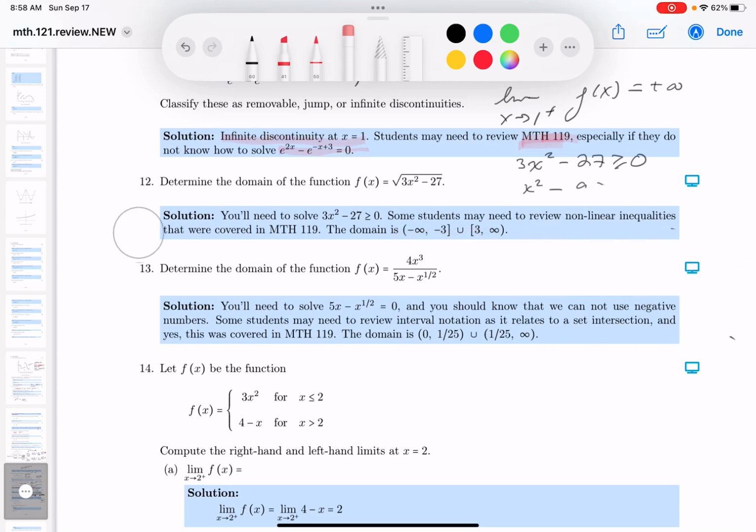All right, we just finished 12. We'll move on to number 13. And number 13, interesting question, where they want to determine the domain of it. And looking at it, the top doesn't bother me at all. The bottom does.